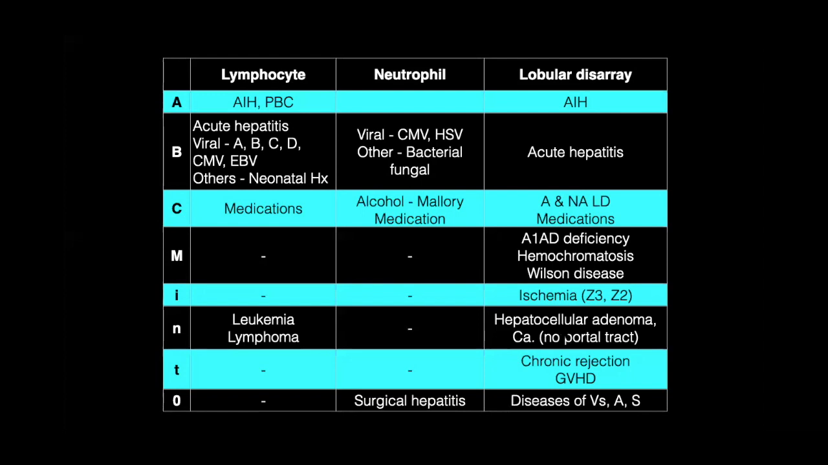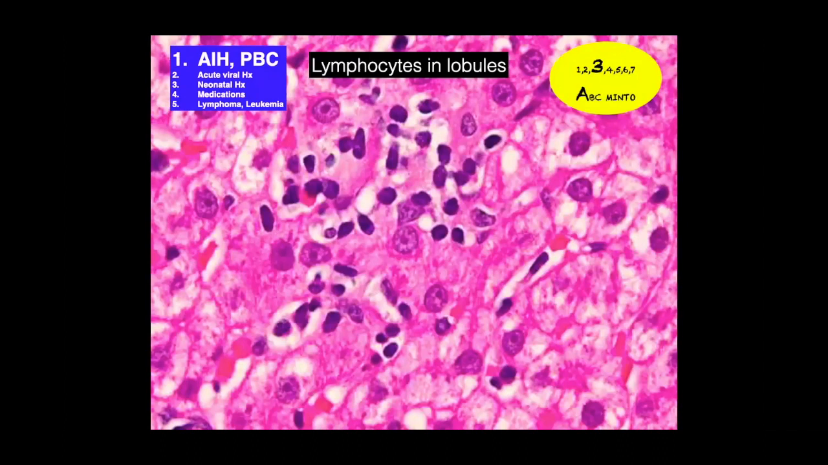Hepatocellular adenoma and carcinoma. You have to remember that adenoma and carcinoma can look normal. In a cirrhotic liver, when you see a normal hepatic tissue, that means it's a well differentiated hepatocellular carcinoma. You have to keep it in mind. Chronic rejection and graft versus host disease will also lead to lobular disarray. And to end it, diseases of the vessels, both portal vein, central vein, and hepatic artery and sinusoids will also lead to lobular disarray. So we have to cover a good number of conditions in this lobular disarray. Let us see one by one.